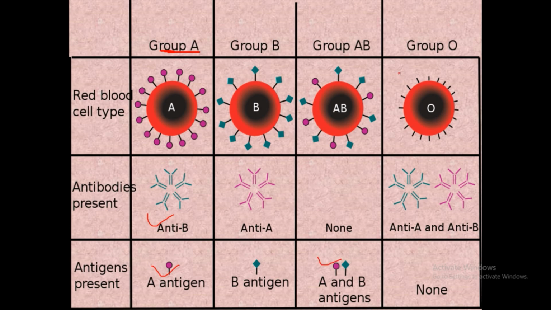The person having blood group O has both antibody A as well as antibody B in their plasma, but doesn't have any type of antigens on the surface of RBC. Clear?